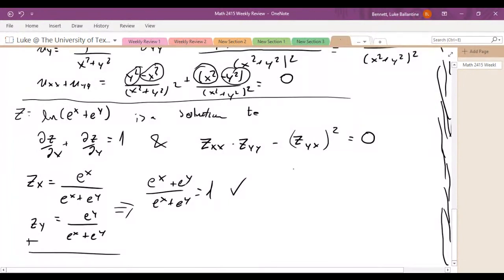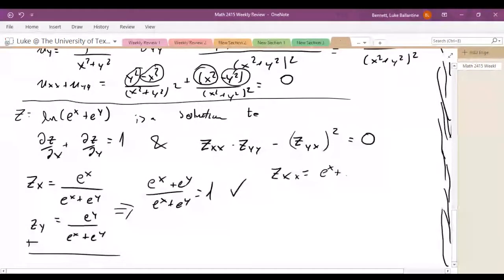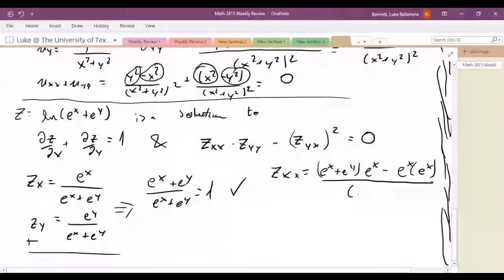So this next one, let's do z sub xx. We already calculated z sub x. We need the quotient rule to calculate z sub xx. So we have, let's see, low d high minus high d low over the square of what's below.